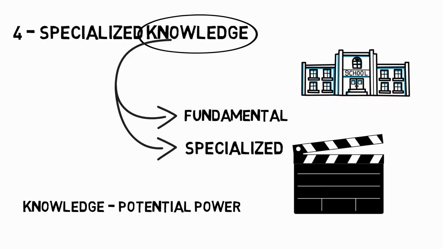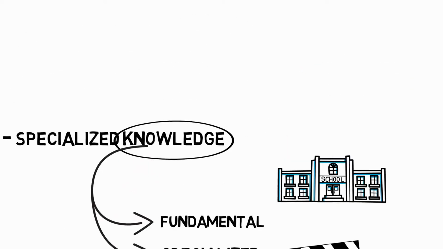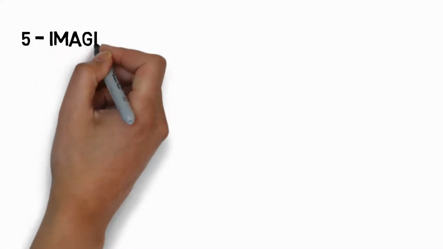For example, a skill how to produce this amazing, super helpful video that you're enjoying right now and will be sharing with all your friends. This was my disguised attempt at NLP programming, and now let's move to step number 5, imagination.